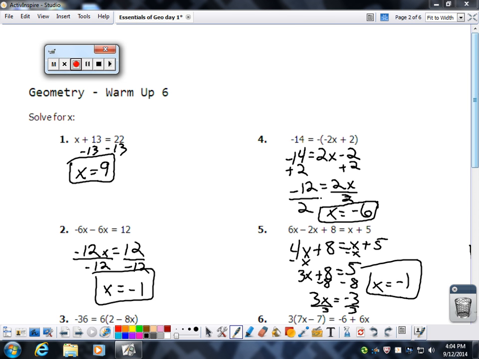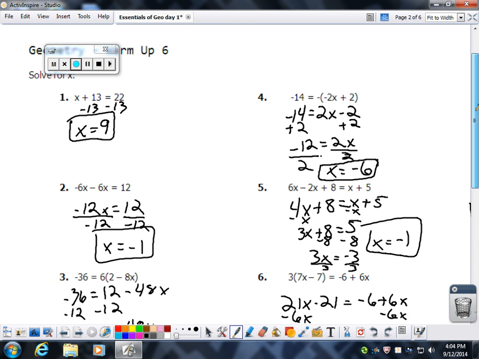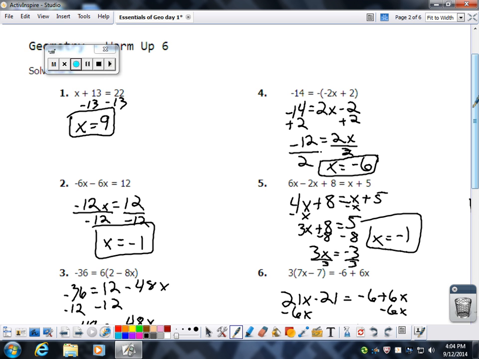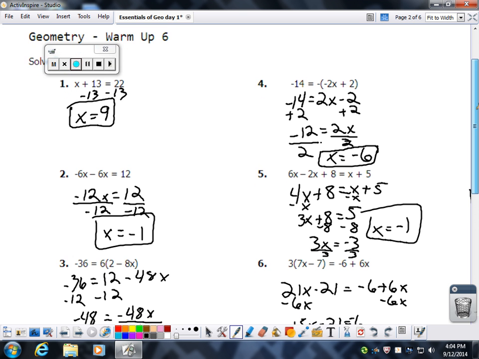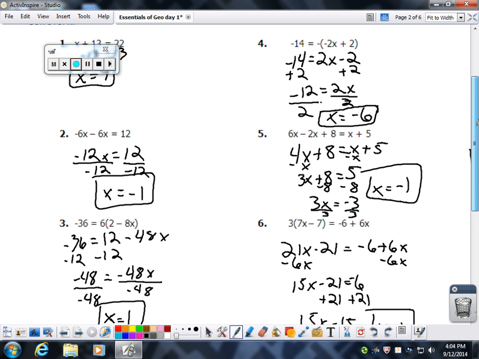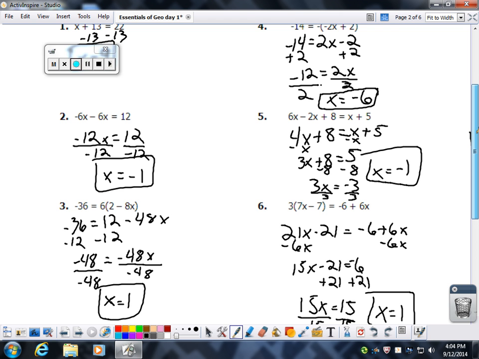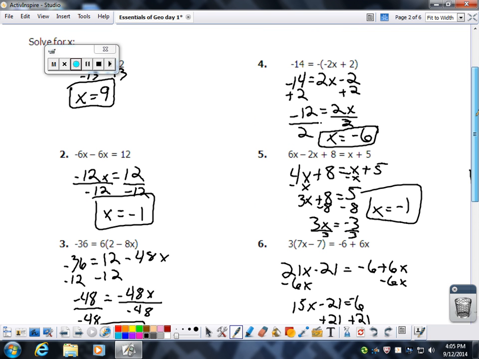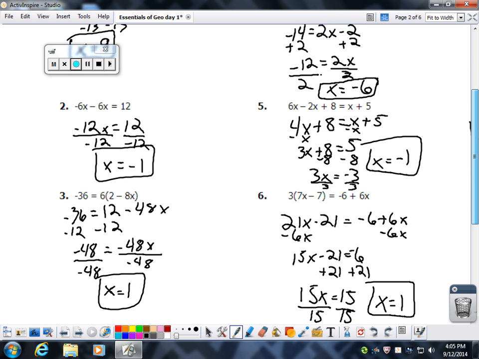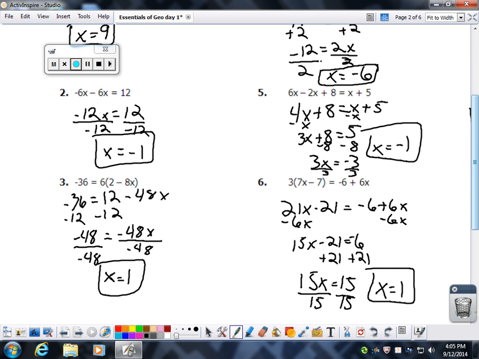This is the Essentials of Geometry Day 1 lesson. Your warm-up was a review from Algebra, and you should have gotten the following answers. For number 1, you should have gotten x equals 9, 2: x equals -1, 3: x equals 1, 4: x equals -6, 5: x equals -1, and 6: x equals 1.